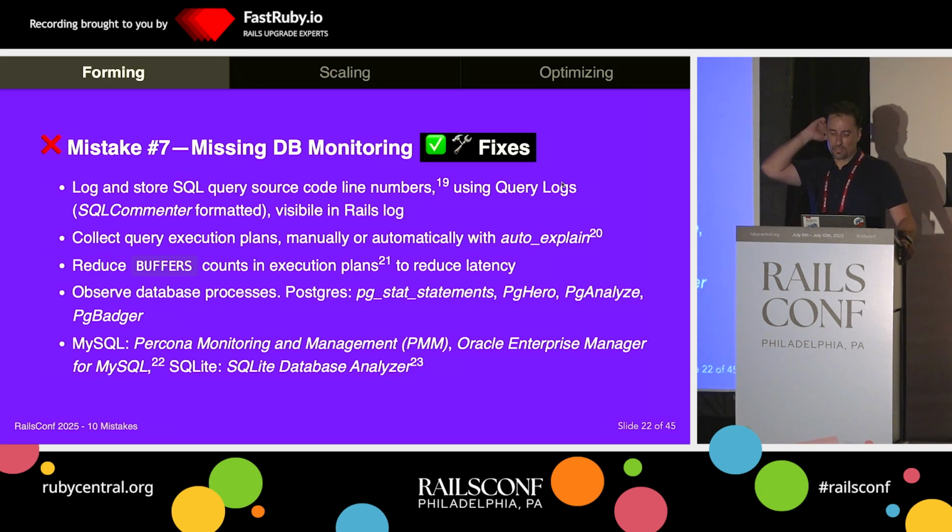I recommend collecting query execution plans and using those in your designs and your pull requests and that sort of thing, manually or automatically with the auto_explain extension in Postgres. Our goal is to reduce the buffers counts in our execution plans. So first we've got to take a look at how many buffers are being used, whether they're coming from the buffer cache or outside of the buffer cache. Our goal is to reduce latency.